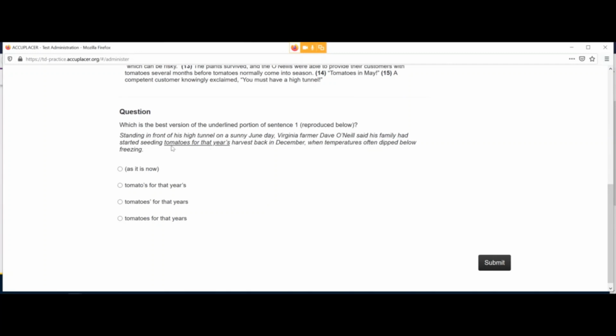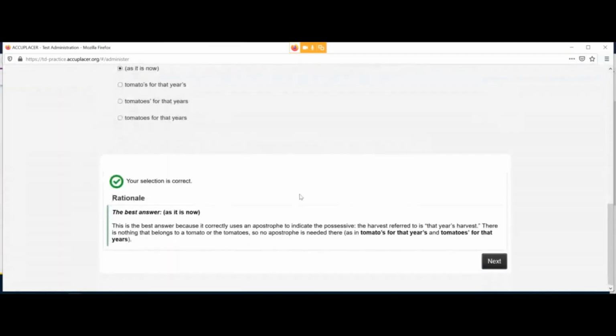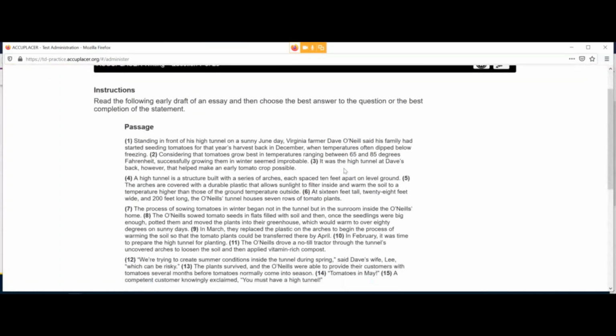So what is that suggesting? That's suggesting that this choice is the correct choice. This choice is incorrect because you're missing the apostrophe for the possessive of years. And these are both wrong because they have tomatoes in the possessive and they should simply be singular. So in this particular situation, we want as it is now. Go ahead and click submit and confirm, and we are good. Okay, so we move on to the next.